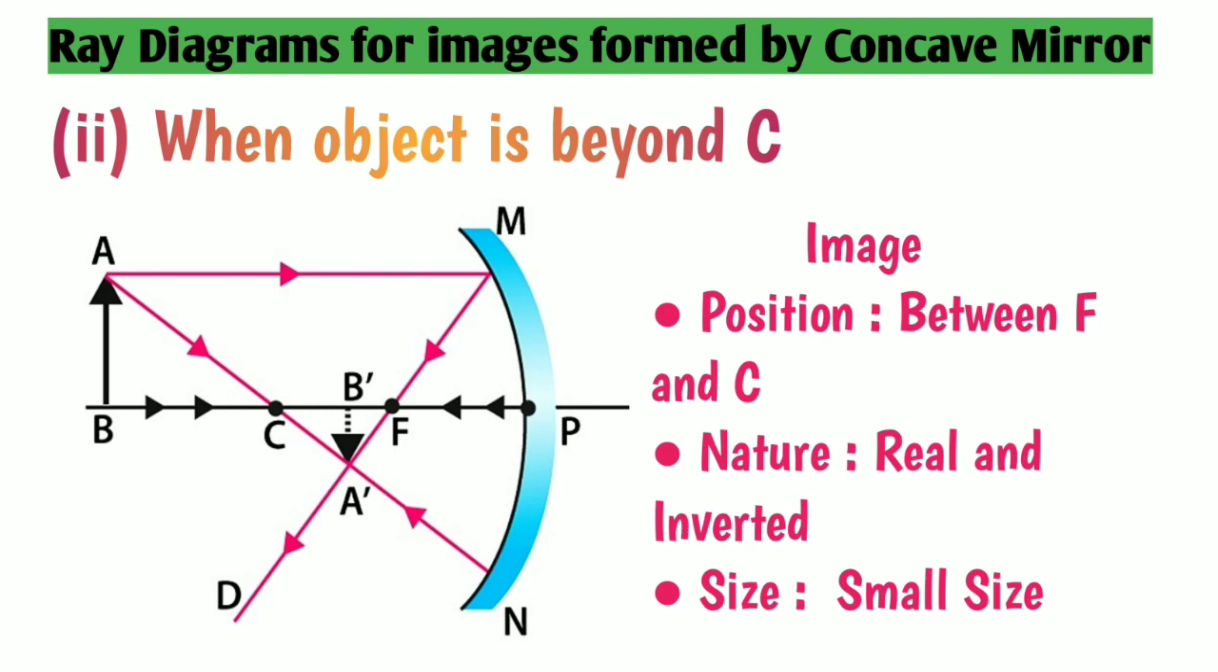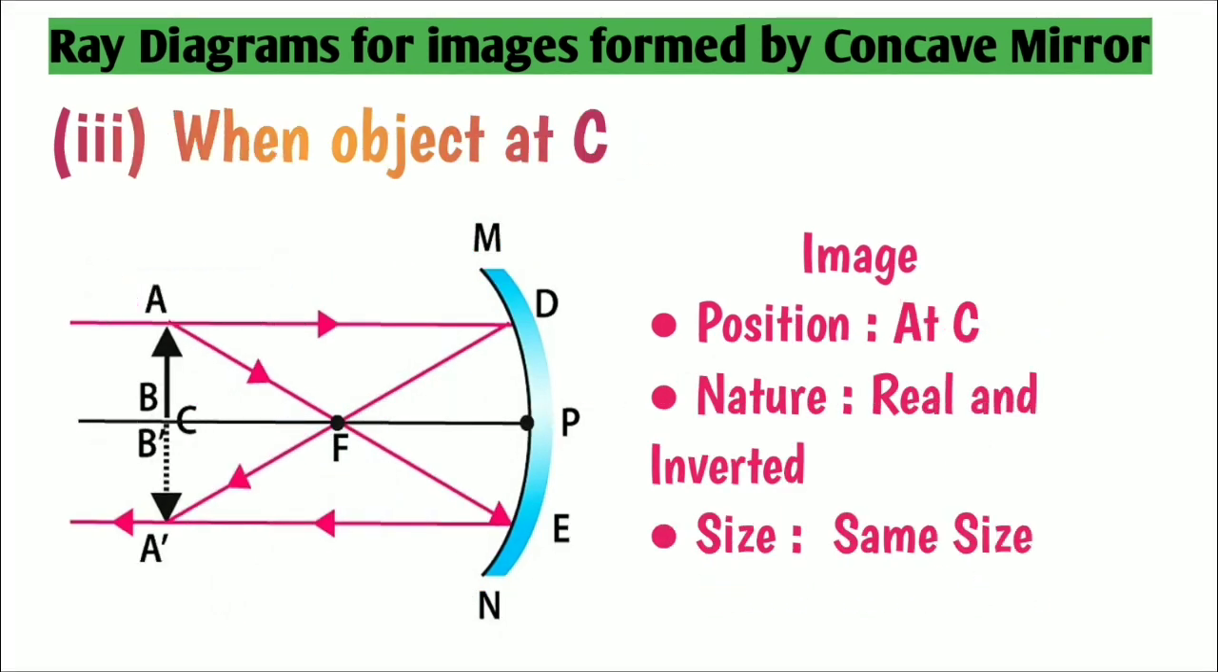So the two rays meet at the point A dash. Here A dash B dash is the image of AB, and the position of the image is between C and F, that is, between the focal length and the center of curvature. Nature is real and inverted, and what is the size of the image? Here the image is small in size compared to the object.